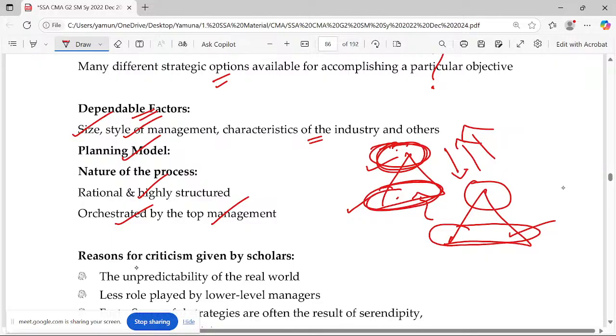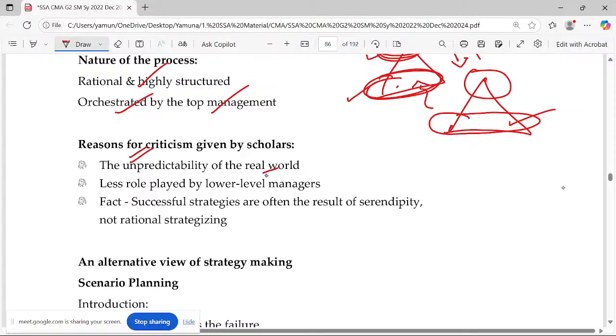So, reasons for criticism. Why is this not good? Because the real world cannot be predicted, right? Less role will be played by lower level managers. We don't know how far they will be actively participating in strategic implementation. And successful strategies are often the results of serendipity.